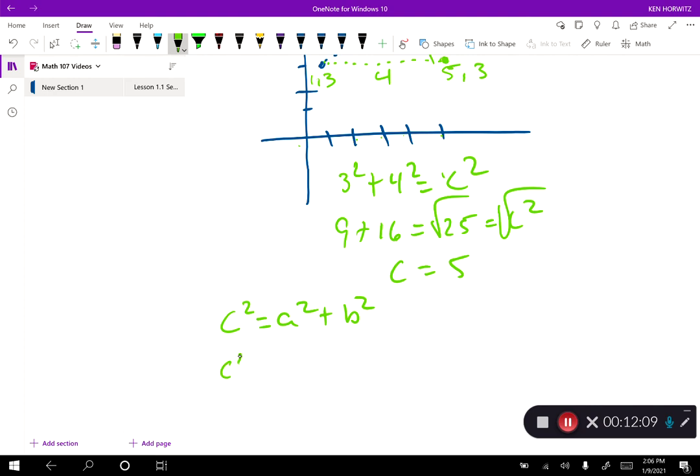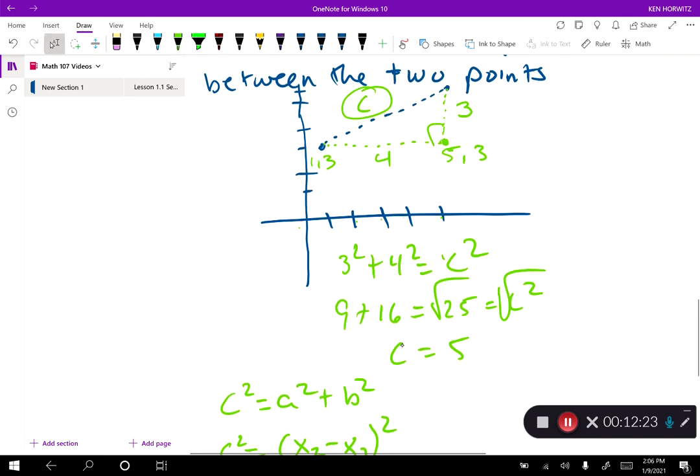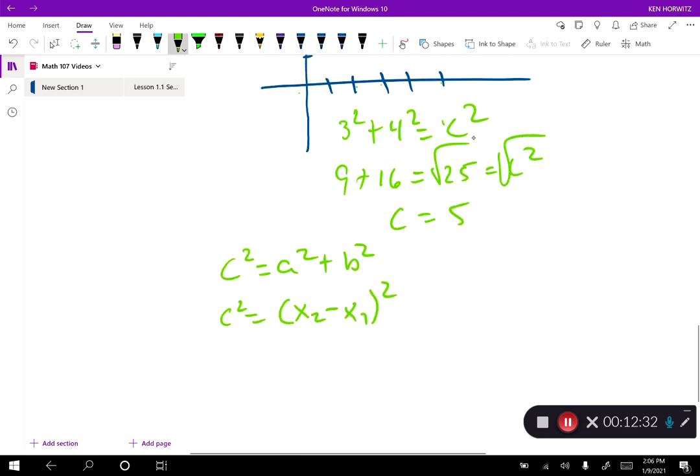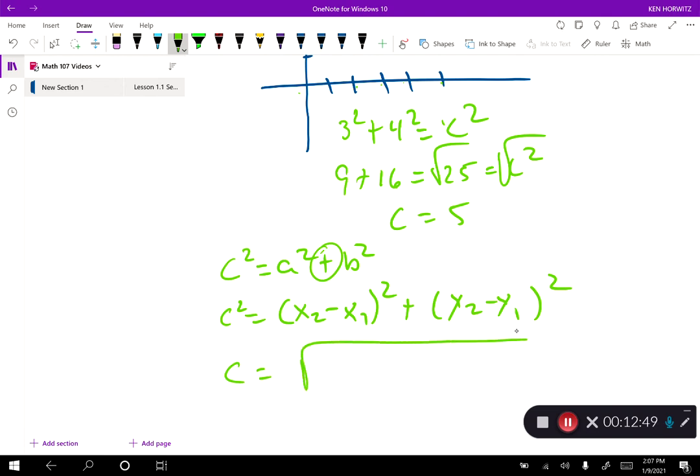So if I have c squared equals (x2 minus x1) squared. And then for my vertical distance, I went from (5, 3) to (5, 6), so I took my second y, 6, and subtracted my first y, 3. I had a plus in between, so plus (y2 minus y1) squared. But I don't want my c squared, I want my c. So what do I have to do? I have to square root everything.